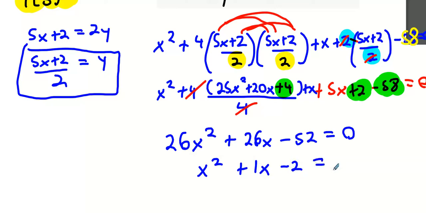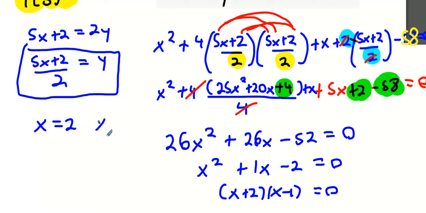Okay, we're nearly there now. This is going to be x plus 2, x minus 1. And x equals 2, and x equals minus 1. Sorry, x equals minus 2, and x equals 1. All right, any questions about that? Anything that you weren't too happy about?